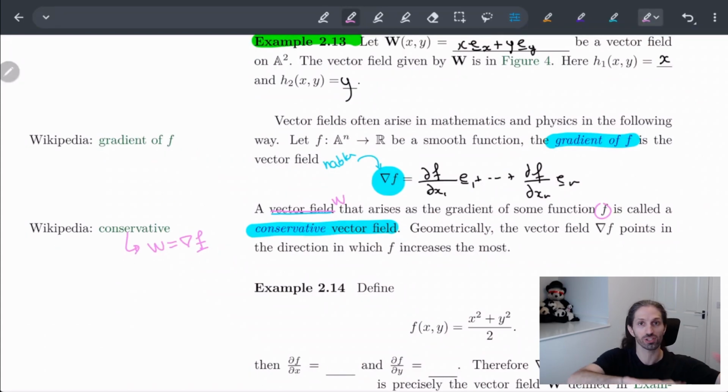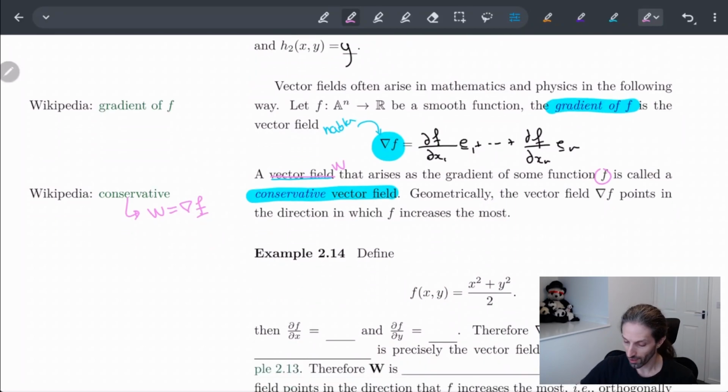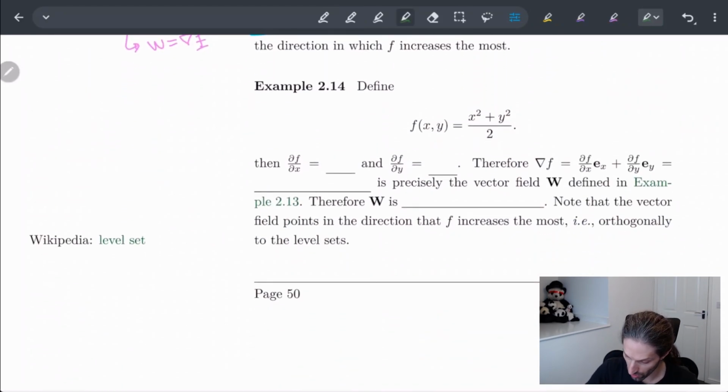So we could have some function, and if we take the gradient, this is the partial derivatives. Then if this vector field is equal to the gradient of some function, we're going to call it conservative. So let's look at an example of what a conservative vector field looks like. Here we're going to define our function: f of xy is x squared plus y squared, divided by 2.